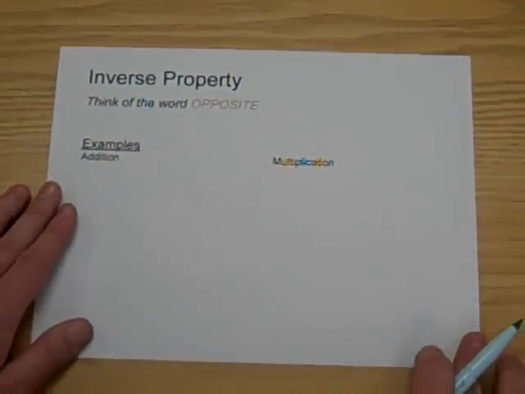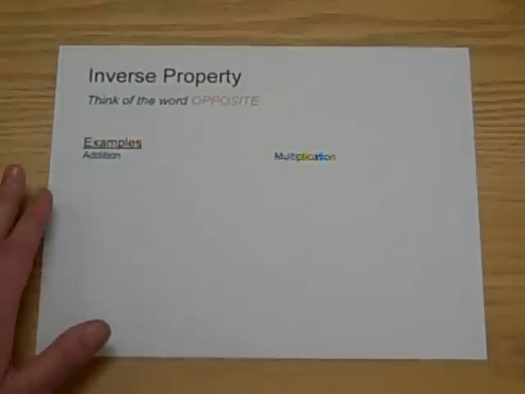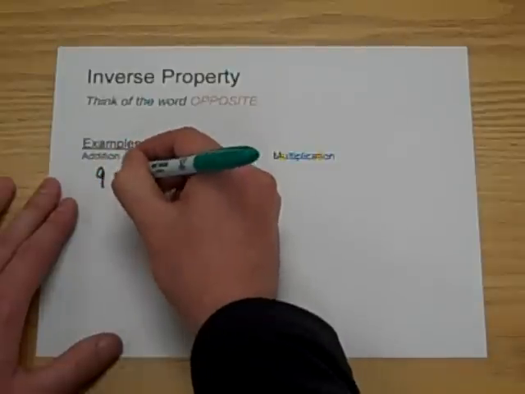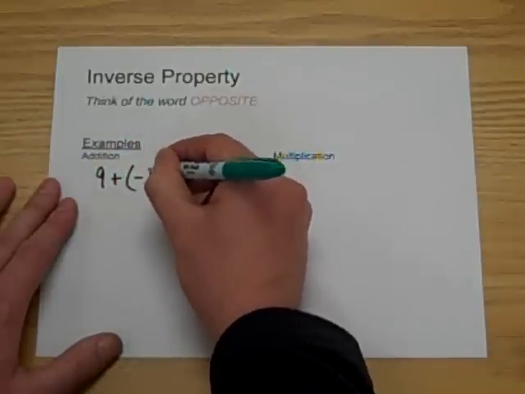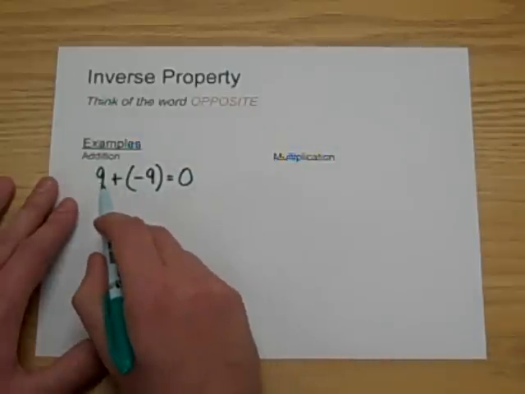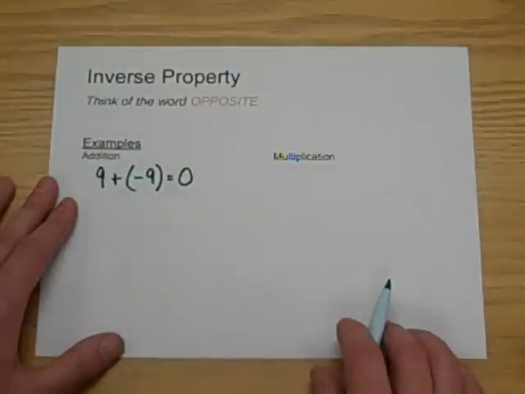Let's move to inverse. For inverse, I want you to think of the word opposite, because I'm going to undo the operation. Okay, so addition. Let's do 9 plus negative 9 equals 0. I undid what I started with, so I did the opposite. 9 plus negative 9 equals 0.